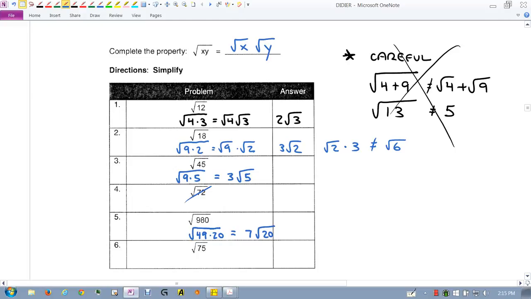But now you have to look at the 20. Can you break the 20 down? Yes, 4 and 5. So 7 and then root 4 times 5. Now, what's the square root of 4? 2, so multiply 2, and then the square root of 5, we can't touch that. And then 7 times 2 is 14 root 5. This is what we mean when we say simplify a radical: breaking it down as far as we can so that whatever's under here cannot be broken down any further.